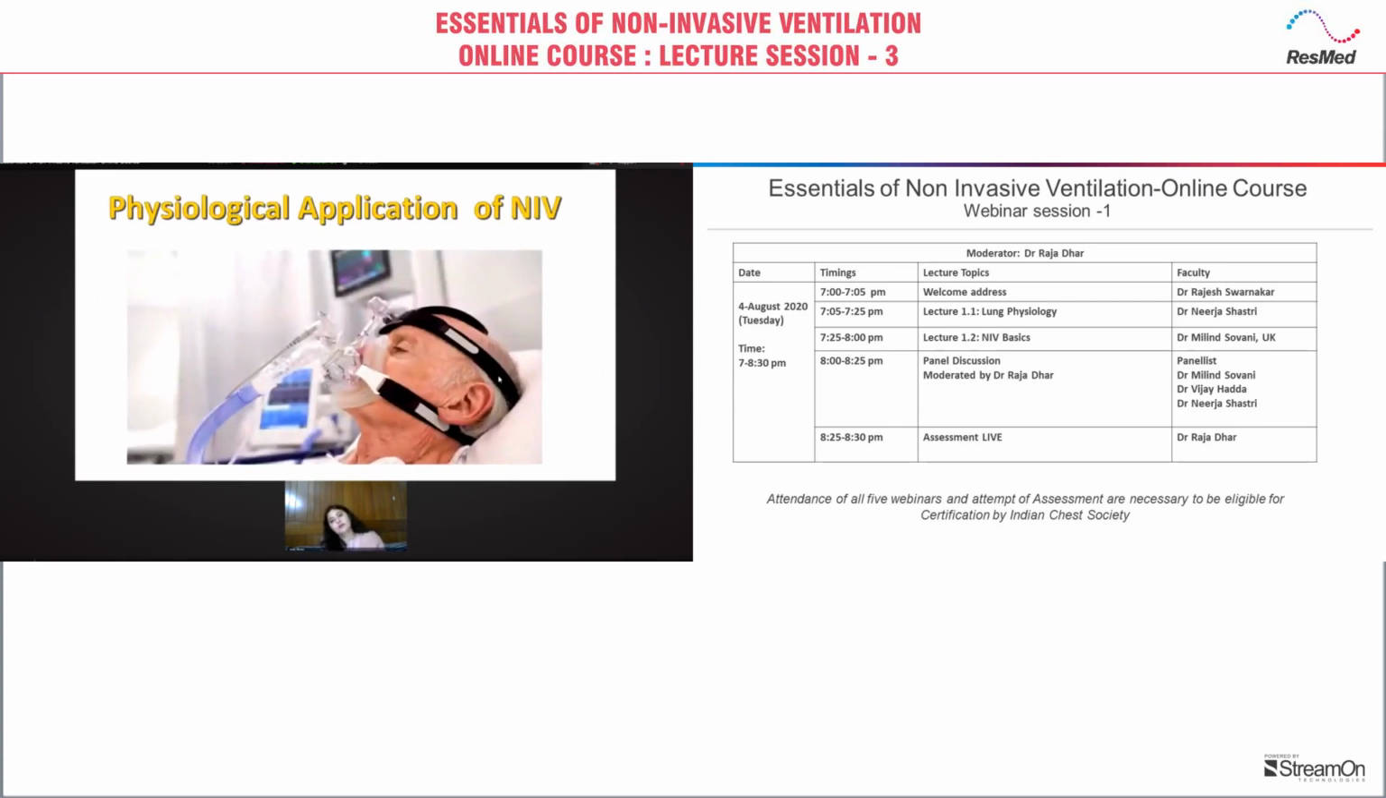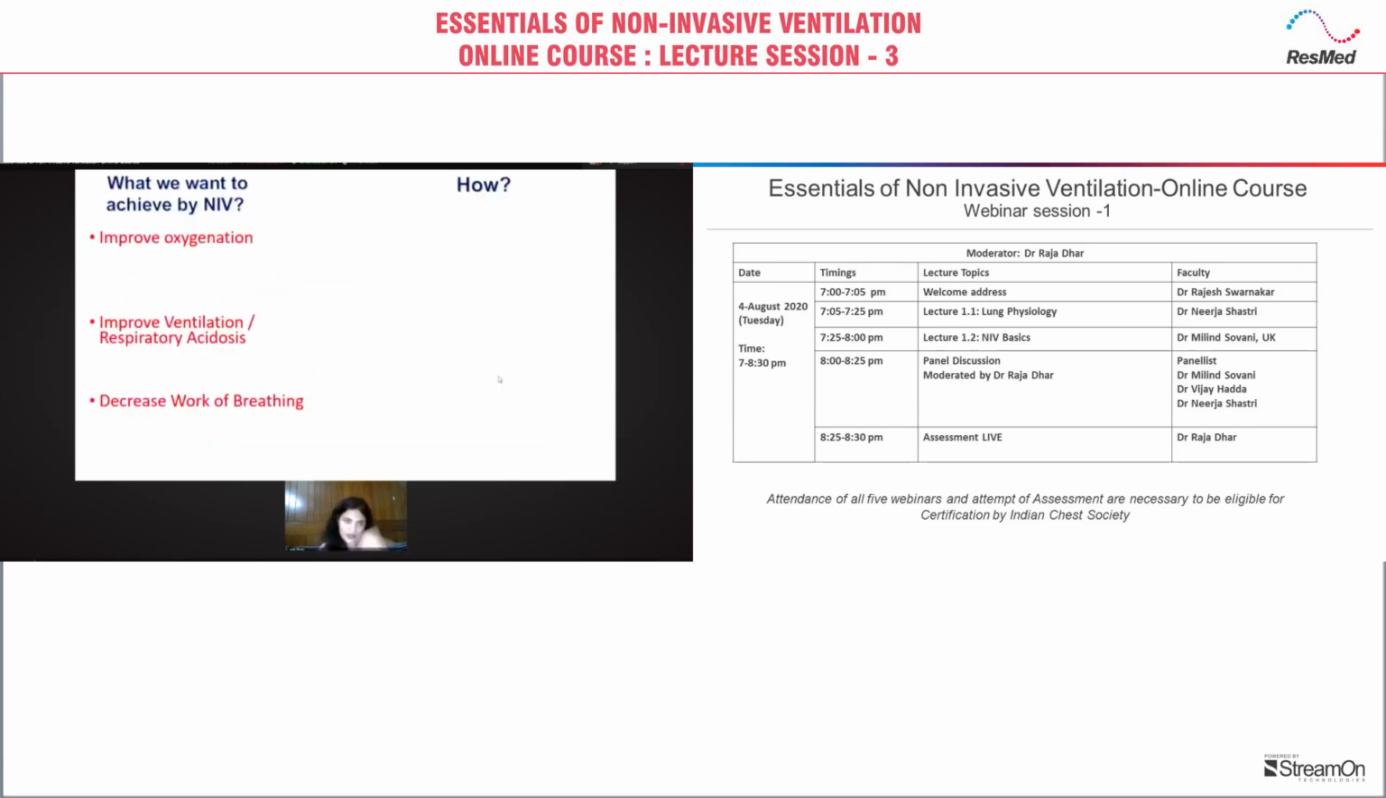Okay, how do you apply all these concepts? Now we know that in respiratory failure you have lack of oxygen, you have more carbon dioxide, and the more carbon dioxide, the pH causes acidosis, and because of all that, ultimately the work of breathing is increased. So what do you want? We want to improve oxygenation, we want to improve ventilation, that is carbon dioxide getting out. That will improve acidosis, and we also want to decrease the work of breathing. How? There are different ways by which NIV does this.